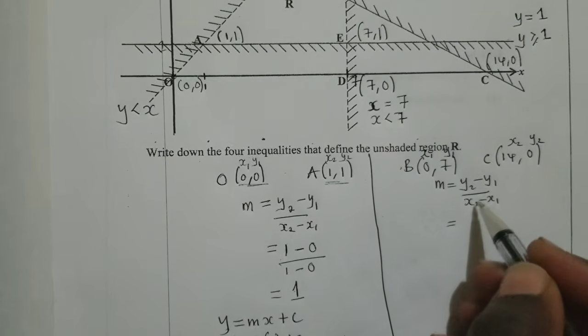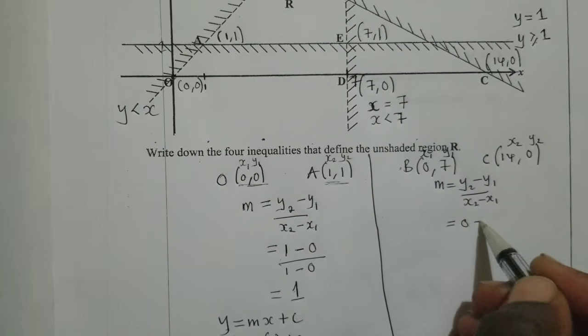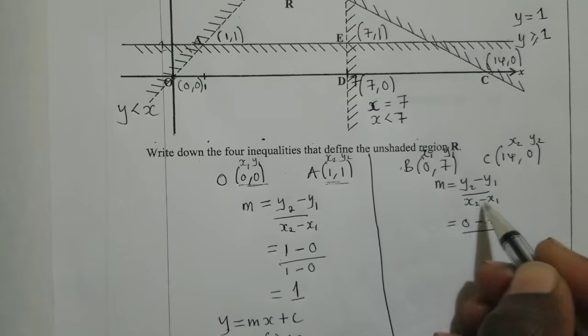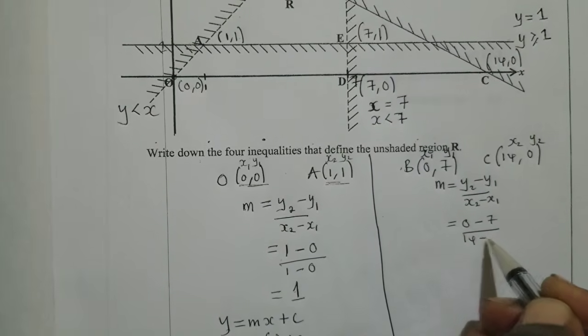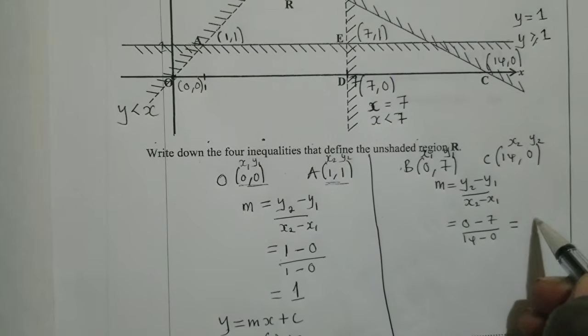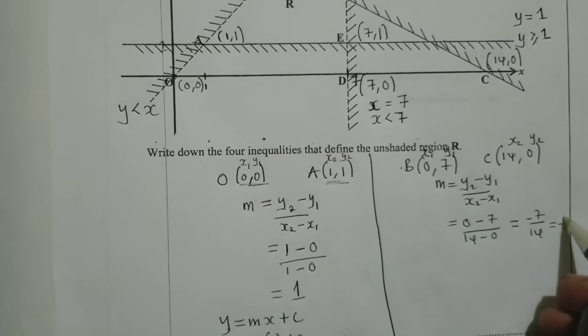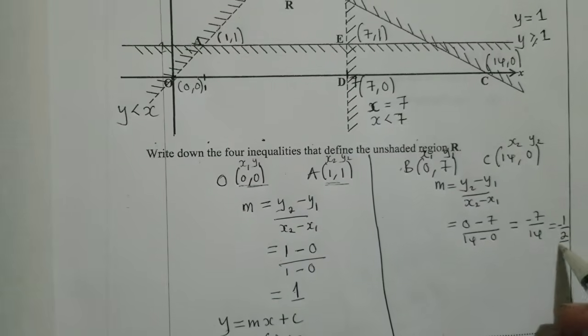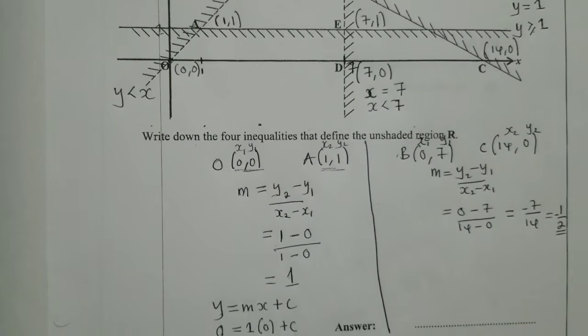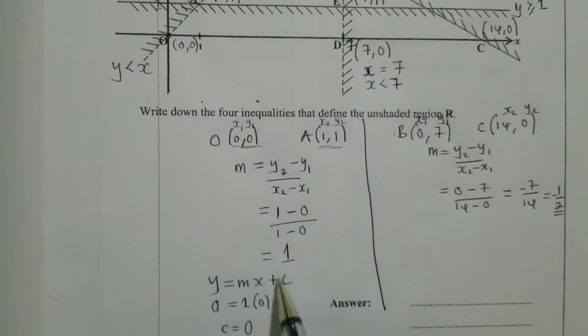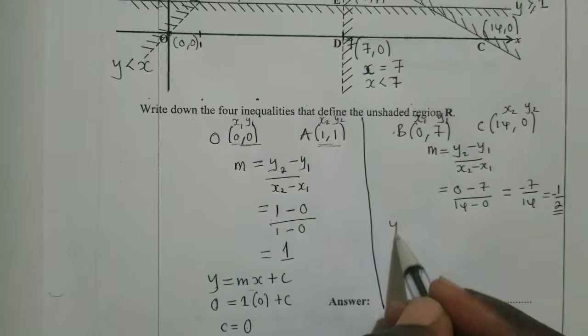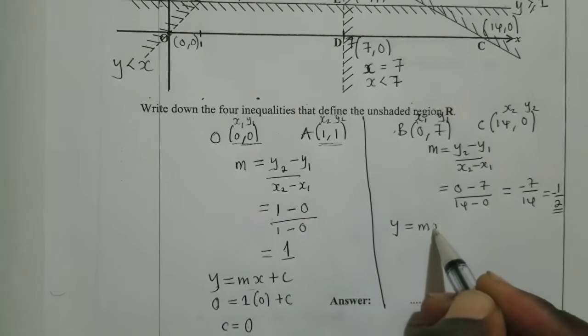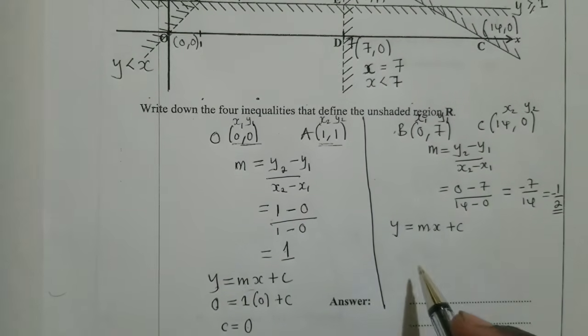And here we shall have 0 minus 7 over 14 minus 0, which gives us negative 7 over 14. That is negative 1 over 2, and this is our gradient. The next step is to use this formula now. So we shall say y is equal to mx plus c.